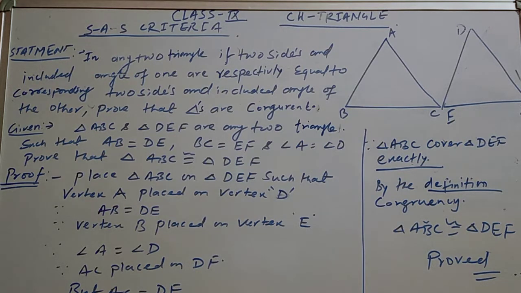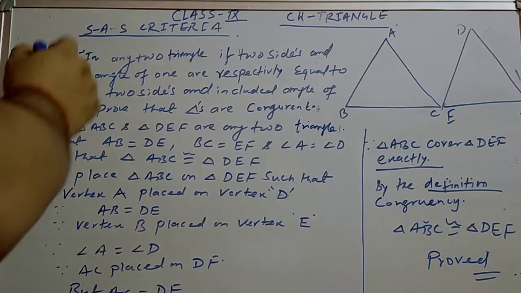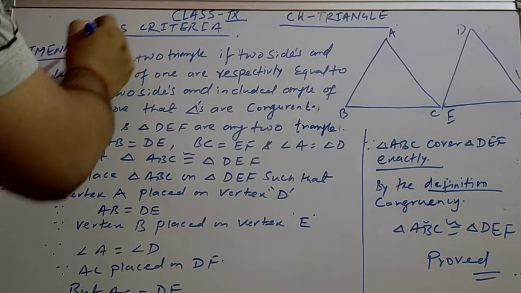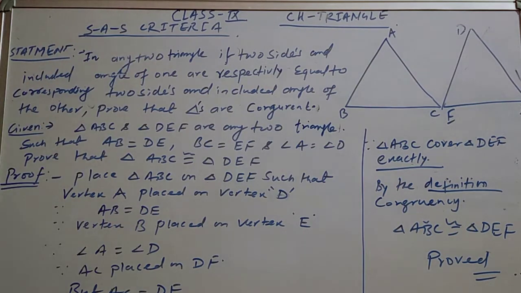I have discussed what is congruency. Okay. Now I'm going to discuss the criteria, side angle side criteria. So what is side angle side? If in any two triangles, if two sides and included angle. What is meant by included angle?